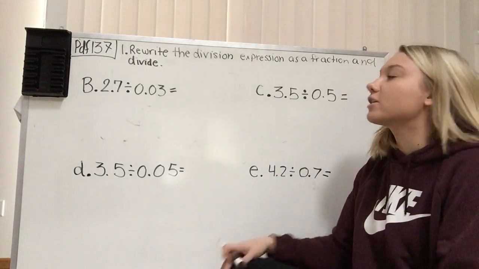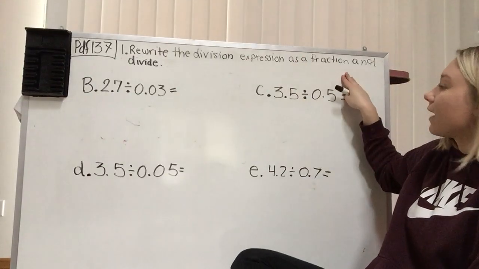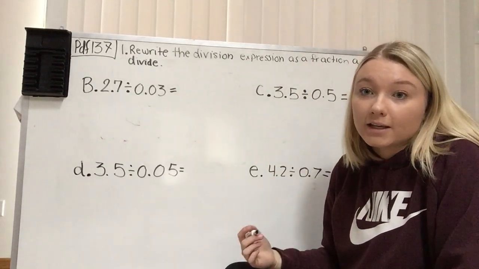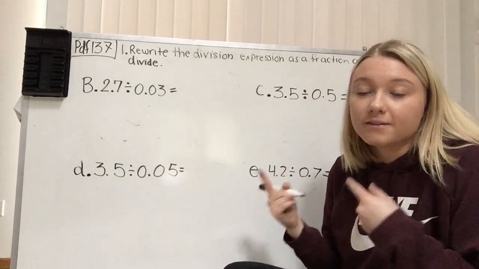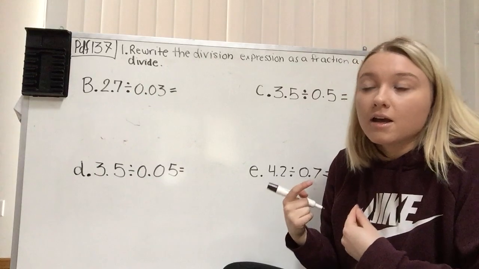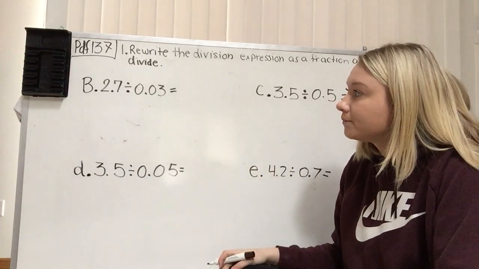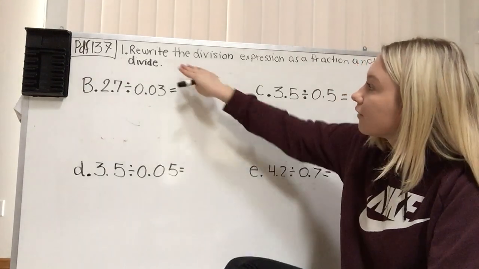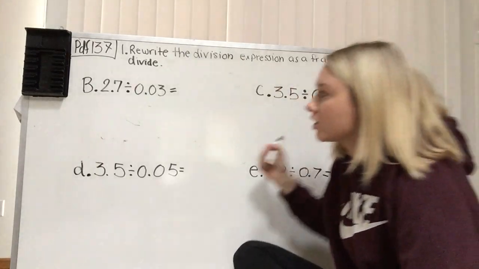So let me read the directions. It says, rewrite the division expression as a fraction and then divide. So with our knowledge, we're going to be dividing decimals, and with our knowledge of tenths and hundredths and how many are in certain numbers, then we'll be able to divide, okay? So let's start off with the first part of this, which is rewriting the division expression as a fraction.